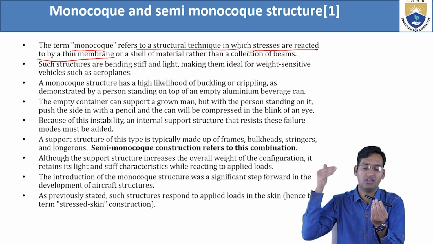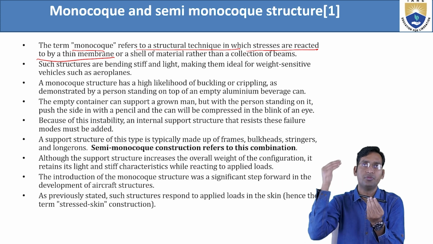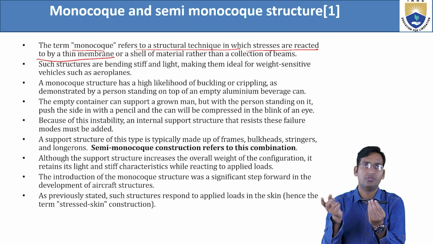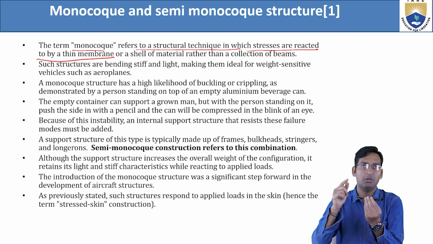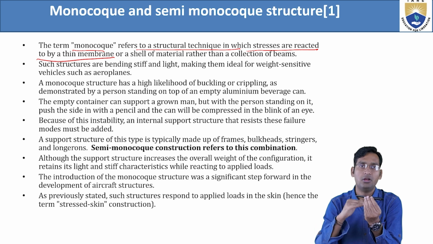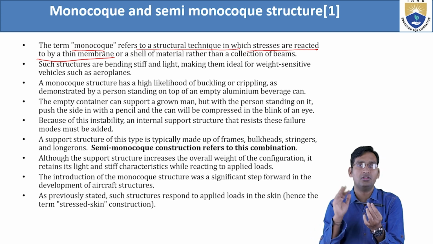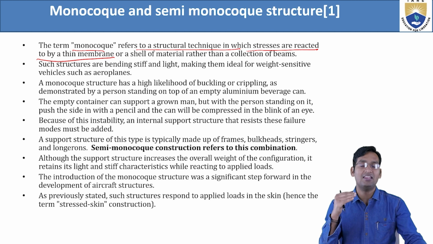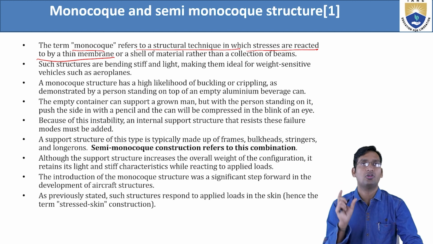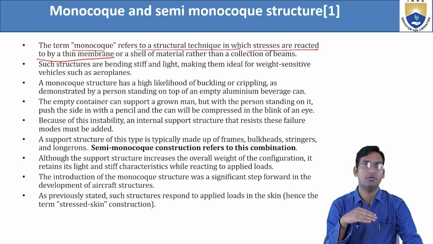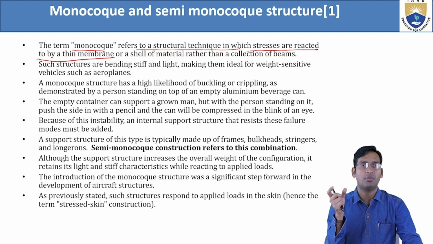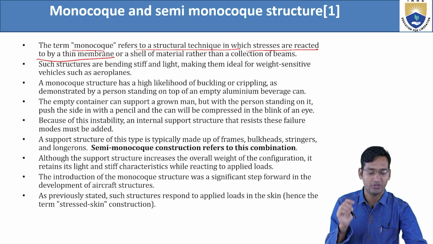So either two things are there: apply the direct stress to the member so the member experiences the stress, or the skin experiences the load instead of the member directly, and that skin will distribute or share it to the other members. When the skin shares to the other members, that is called monocoque. Means first the load is acting on the skin, and then the skin divides it. Semi-monocoque is the opposite way: somewhat the load is acting directly on the member, and in some part it acts on the skin.